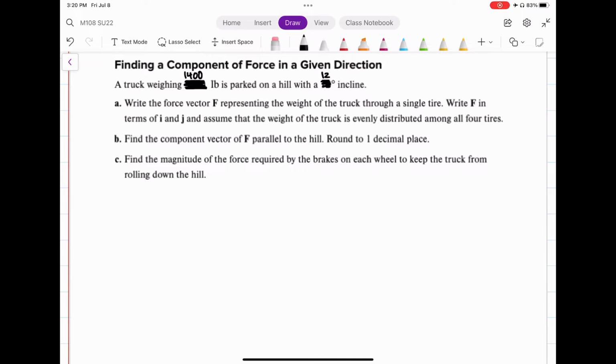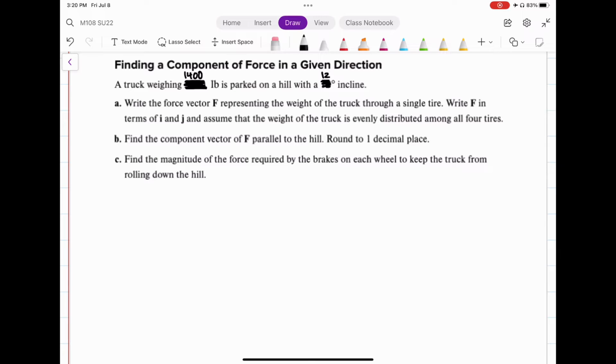The first thing we want to find is the force vector that represents the weight of the truck through a single tire, not all four, just one. And we want to write the force vector in terms of I and J, assuming that the weight of the truck is evenly distributed among all four tires.